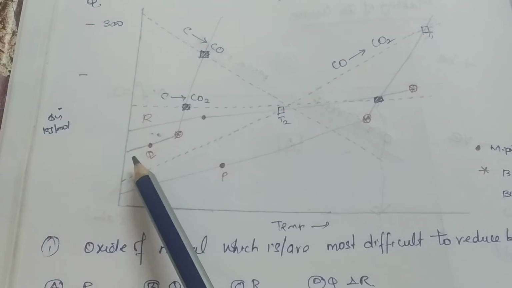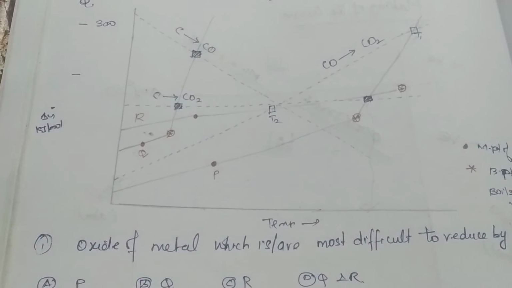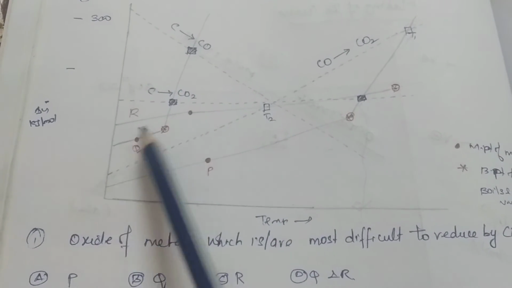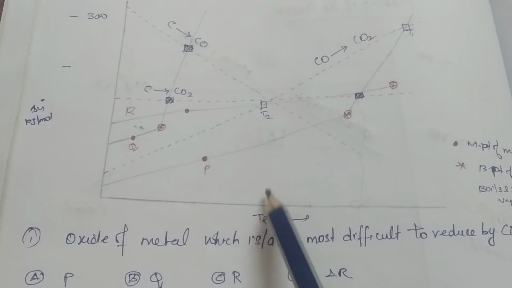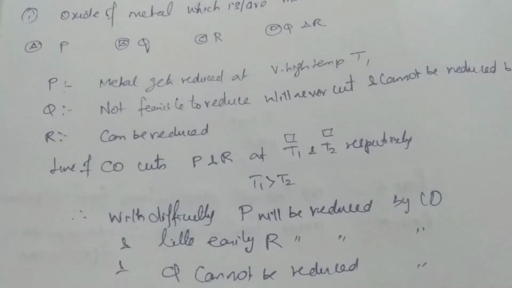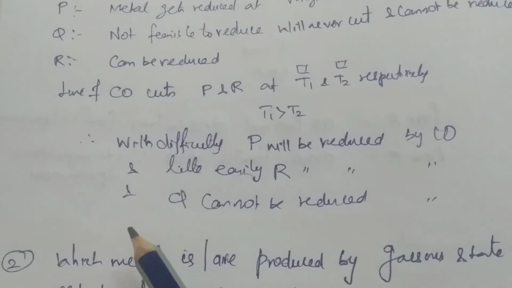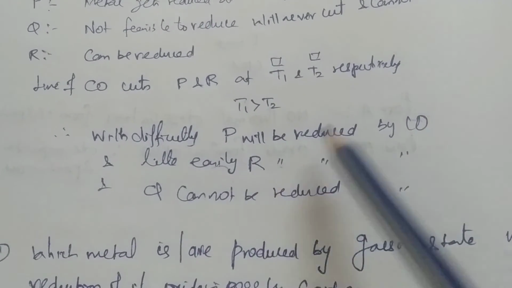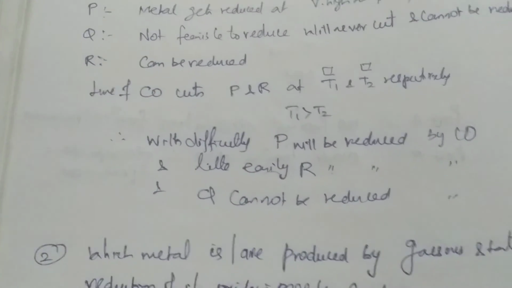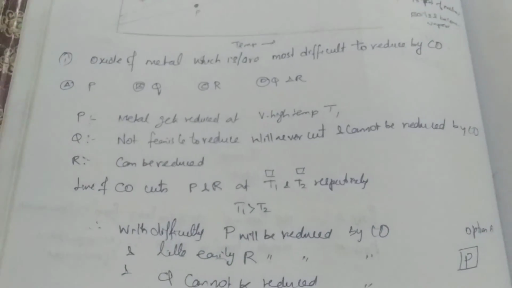For Q, the line of Q is above CO to CO2 at all temperatures, and therefore it is not possible to reduce Q at all. For R, you can reduce at a lower temperature T2. This is T2, this is T1. So you can find that T1 is greater than T2, and therefore with difficulty P will be reduced by CO, and a little more easily R at lower temperature, and Q cannot be reduced. Such conclusions can be easily obtained from the Ellingham diagram. Again, I'm telling you this is thermodynamic feasibility. It's not about the kinetics.